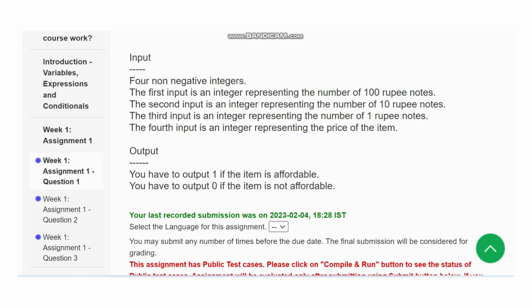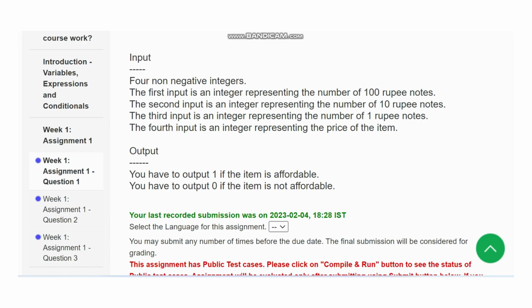And what is the output? Here we get the output as 1 if the item is affordable. For example, if we have two 100 rupee notes, that is 200, two 10 rupee notes, that is 20, and two 1 rupee notes, that is 2, in total 222 rupees we have. That is the total amount we have.